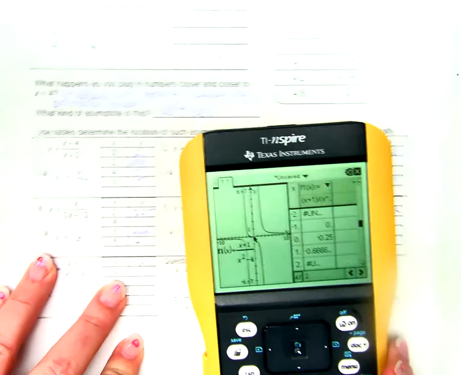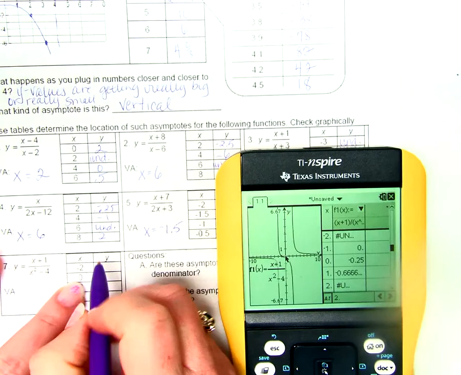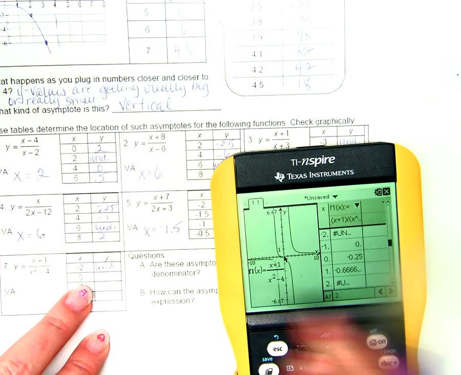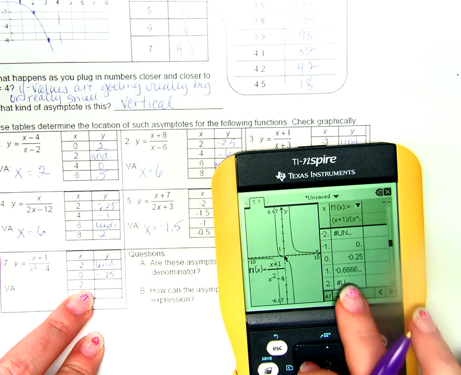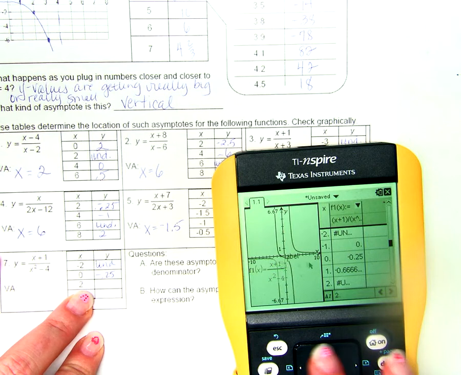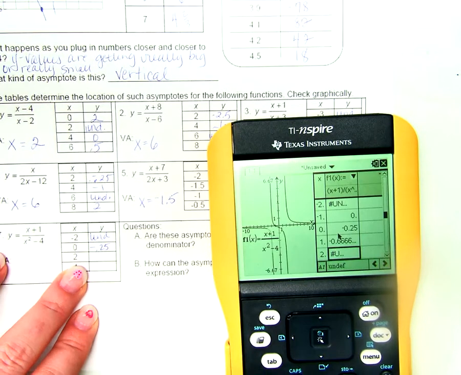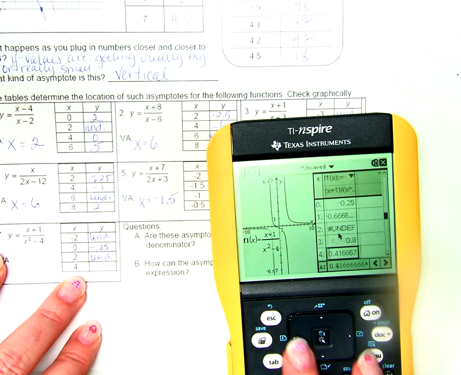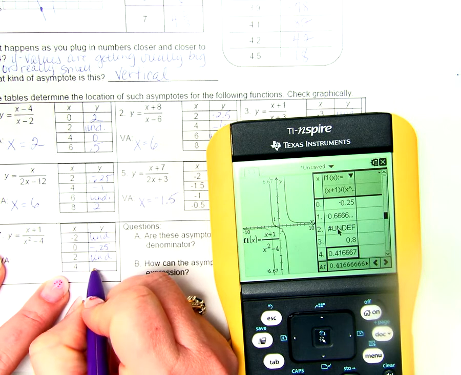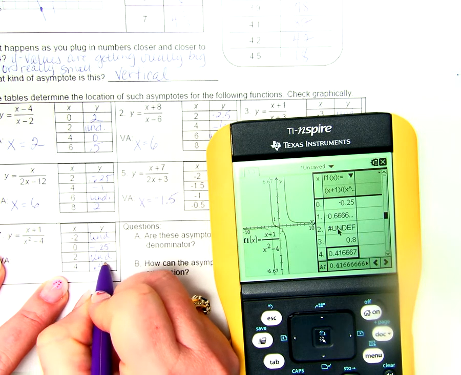So when x is negative 2, y is undefined. When x is 0, y is negative 0.25. When x is 2, ooh. Huh. Look at that. When x is 2, I have another undefined. And when x is 4, y is 0.417.